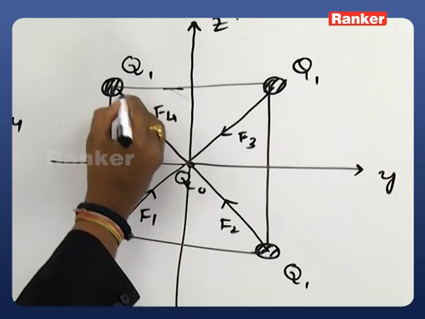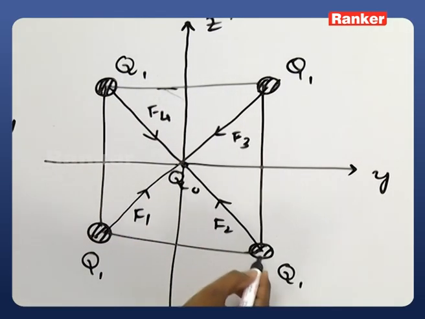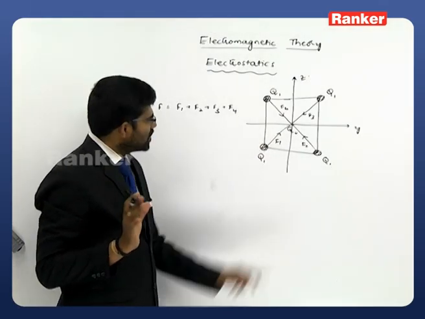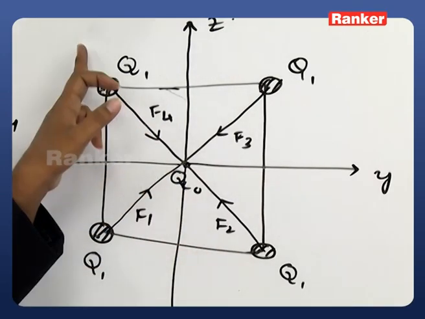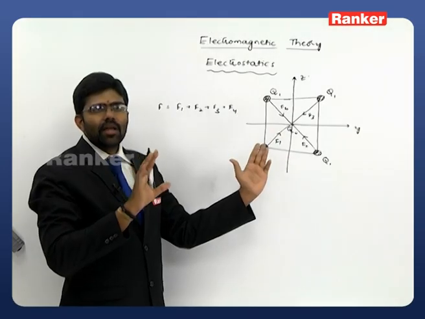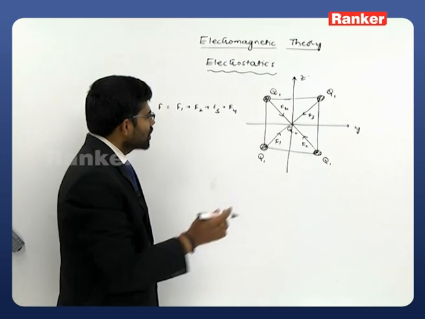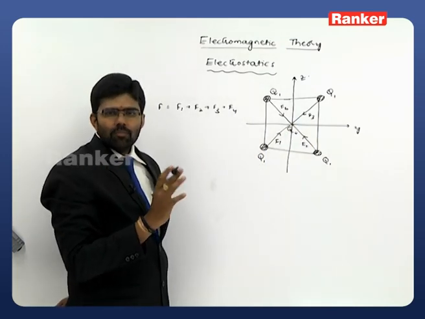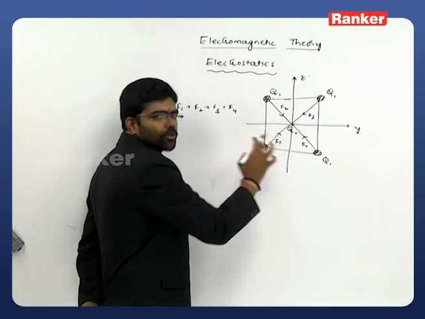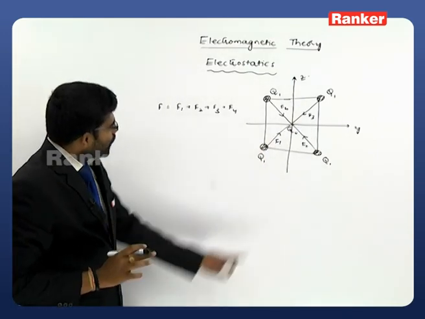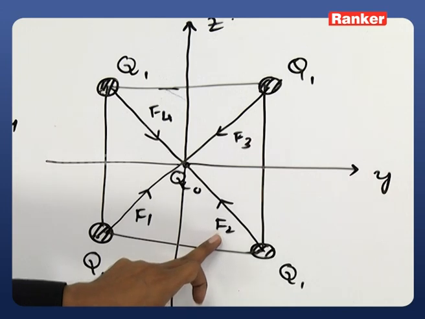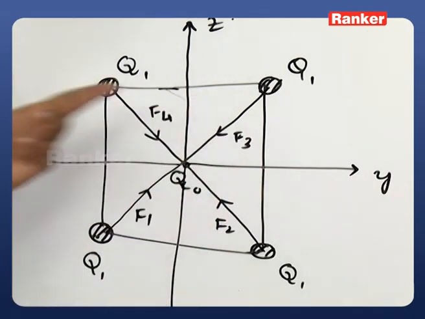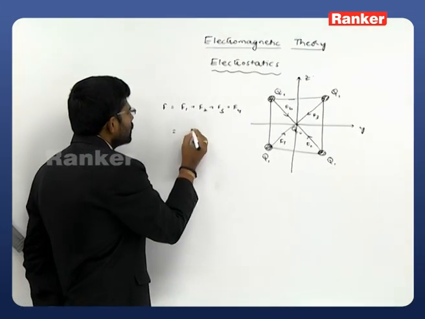If you observe, force F4 is exactly opposite to F2 and the magnitude is also the same. Since the charge quantities are the same, the magnitude is the same and the direction is opposite. In the same way, F1 and F3 are the same in magnitude but opposite in direction. So clearly F4 equals minus F2, and F1 equals minus F3. If you substitute them, we get 0.